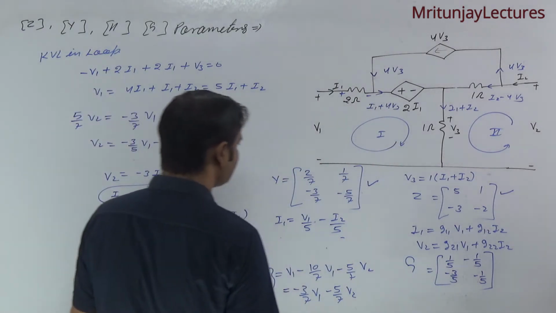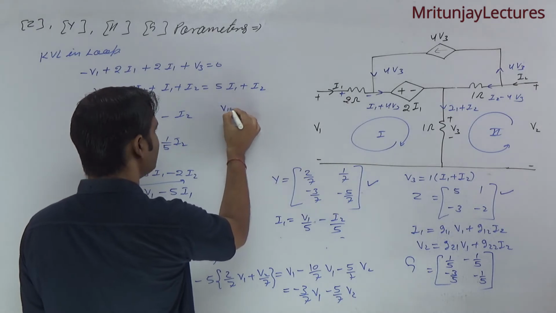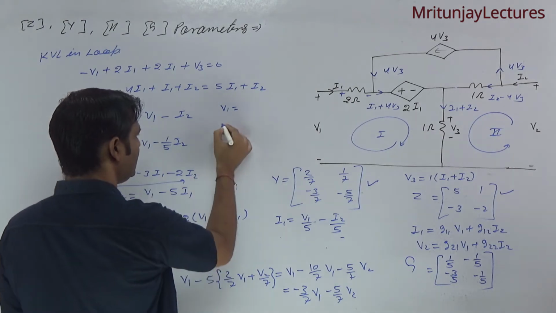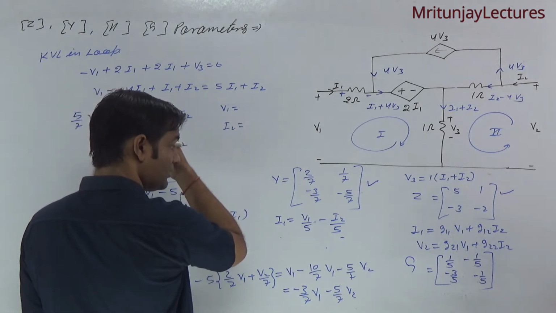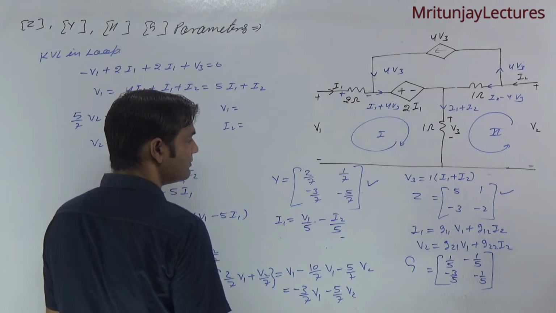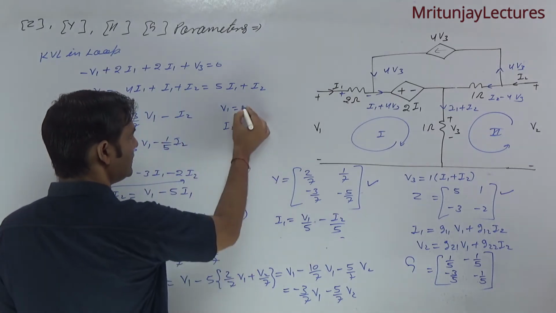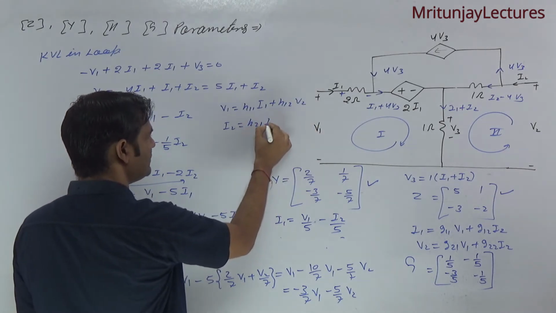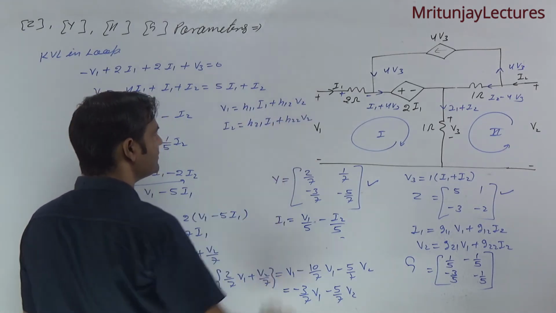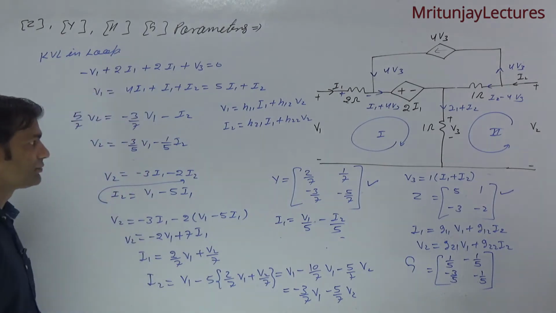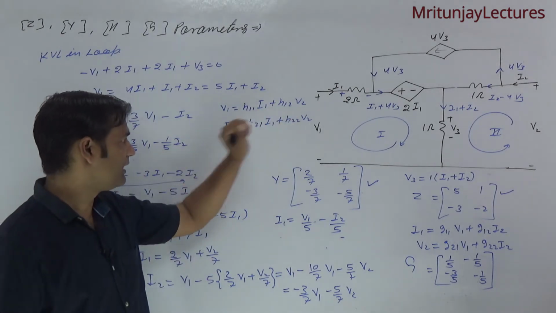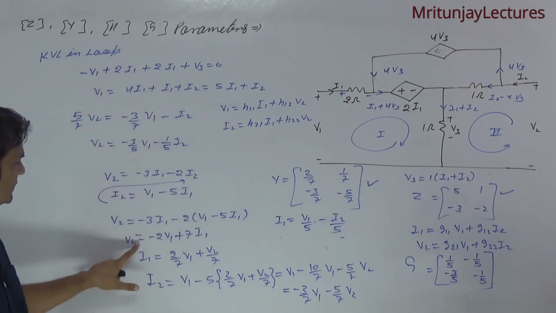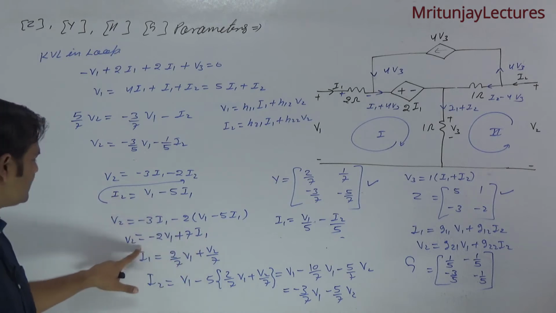Similarly, what about the H parameters? Same procedure: V1 and here I2. V1 equals H11 into I1 plus H12 into V2, and I2 equals H21 into I1 plus H22 into V2. So, clear: V1 in terms of I1 and V2.